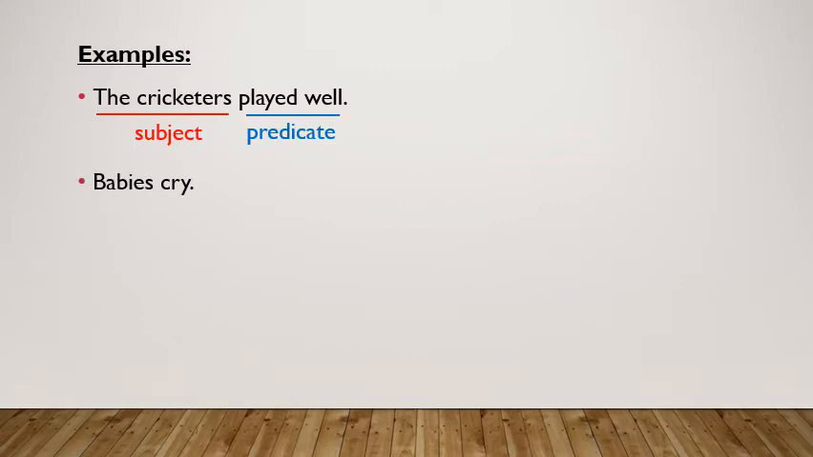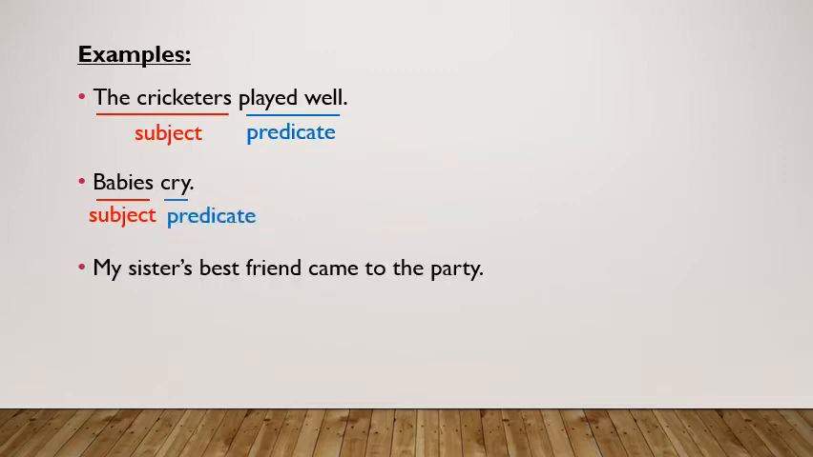Similarly, babies cry. Let's use the same trick. What is the verb? Cry. Ask the question. Who cry? Babies. So babies will be the subject and cry becomes the predicate. Next, my sister's best friend came to the party. What is the verb? Came. Who came? My sister's best friend, which becomes a subject, and came to the party becomes the predicate.